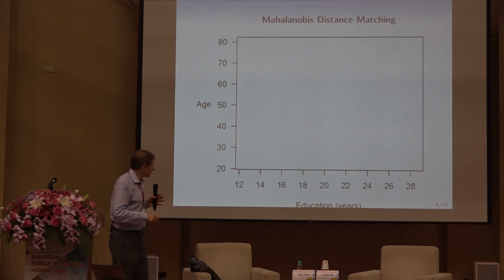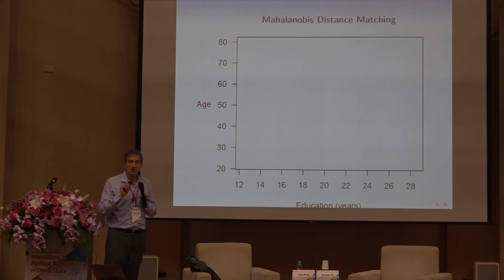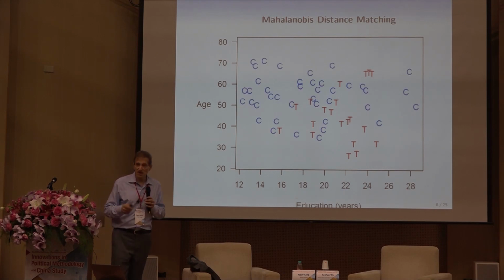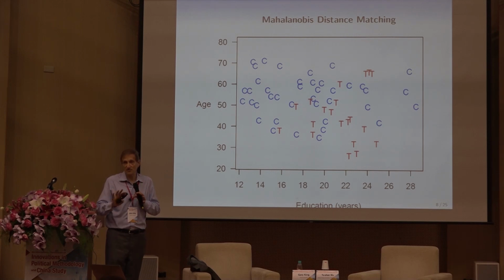Let me show you a visual version of this. We have two explanatory variables, two confounders, age and education. Here are some treated units, here are some control units. Let me be clear that in this graph there's no dependent variable. There is a dependent variable in the analysis, but not in this graph.